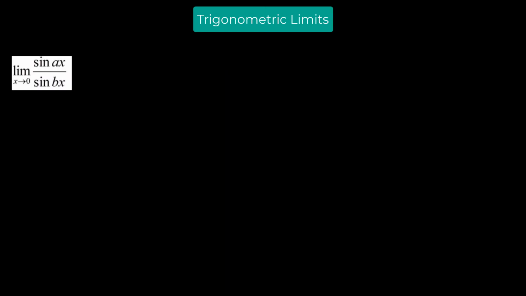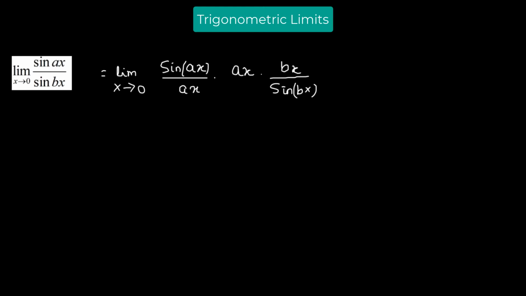So here we have the function sine ax over sine bx. We need to determine its limiting value when x tends to 0. Let us do some changes to our given function. We have limit x going to 0 of sine theta, where theta here is ax. So let us divide by ax. Since we are dividing by ax, we need to multiply by ax as well. And we have sine bx in the denominator, so bx is the angle of sine. We are going to multiply by bx, and bx being an extra term, we're going to divide by bx as well.